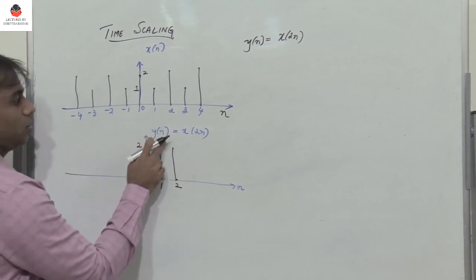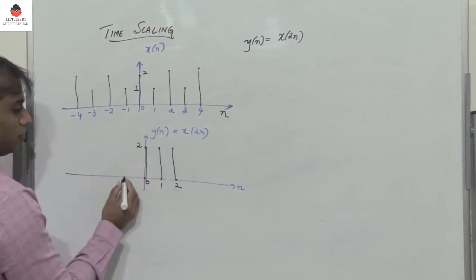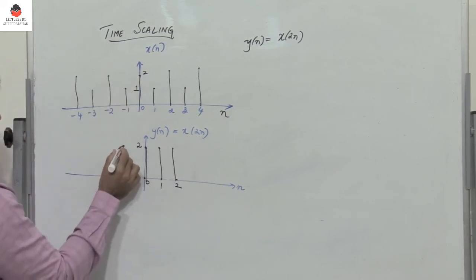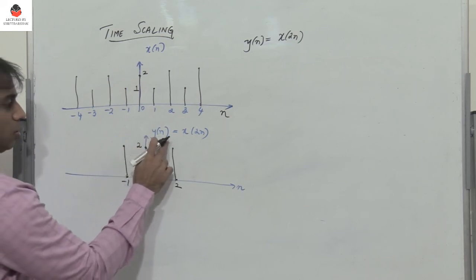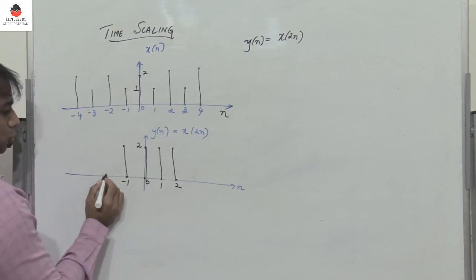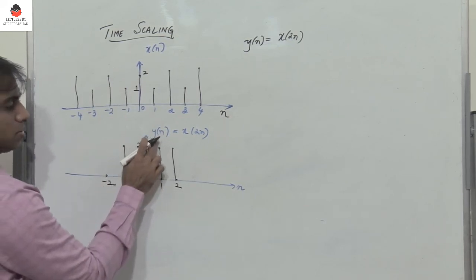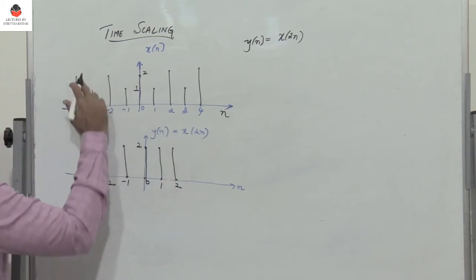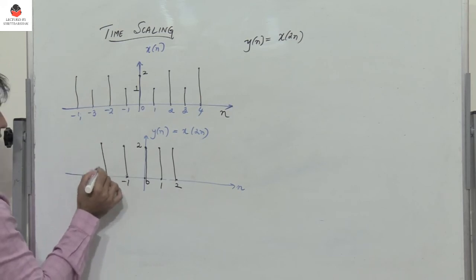Now if I put n equal to minus 1, y of minus 1 will be x of minus 2. What is x of minus 2? It is 2. And similarly, when n equals minus 2, I get x of minus 4. So y of minus 2 will be x of minus 4. So this is again 2 here.